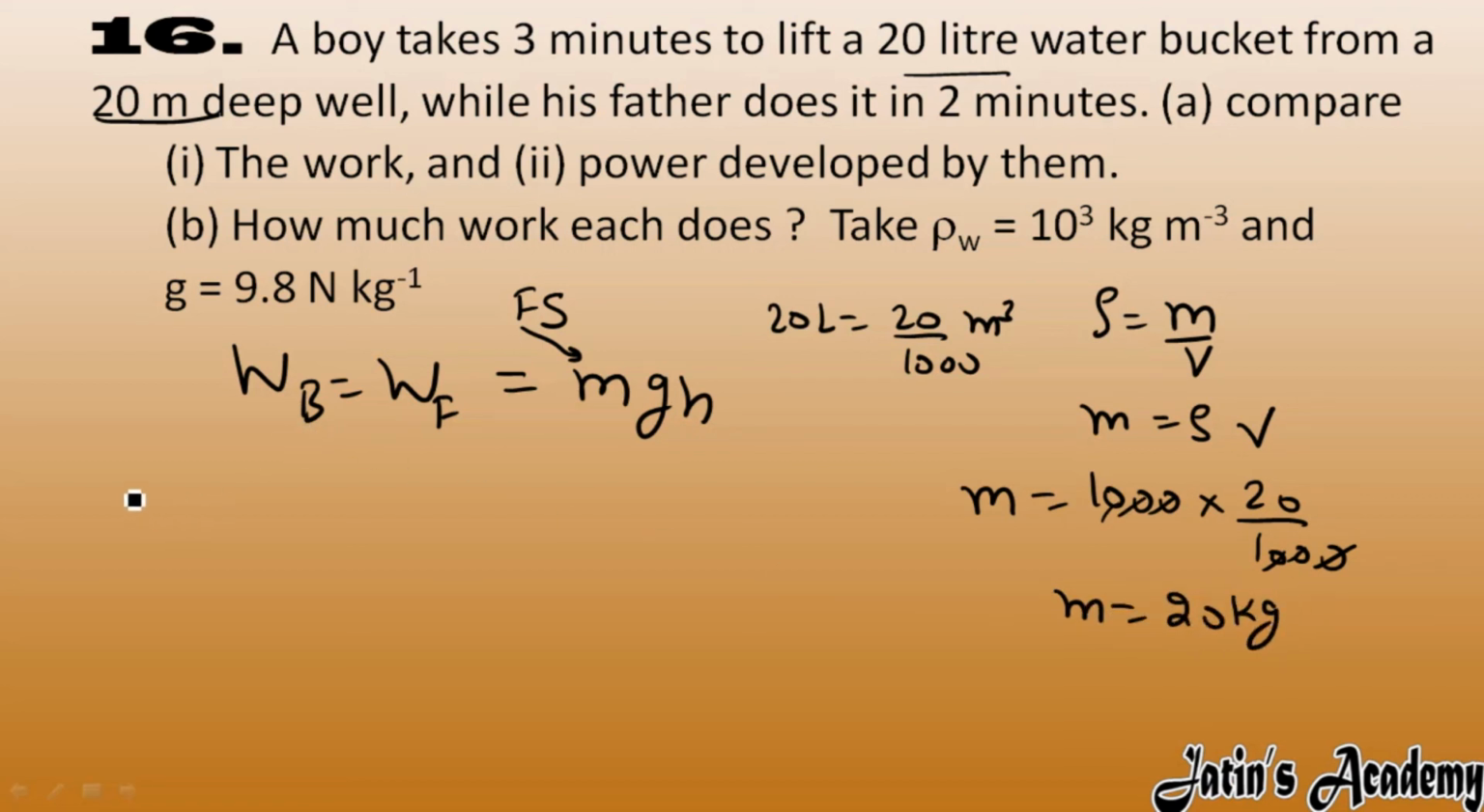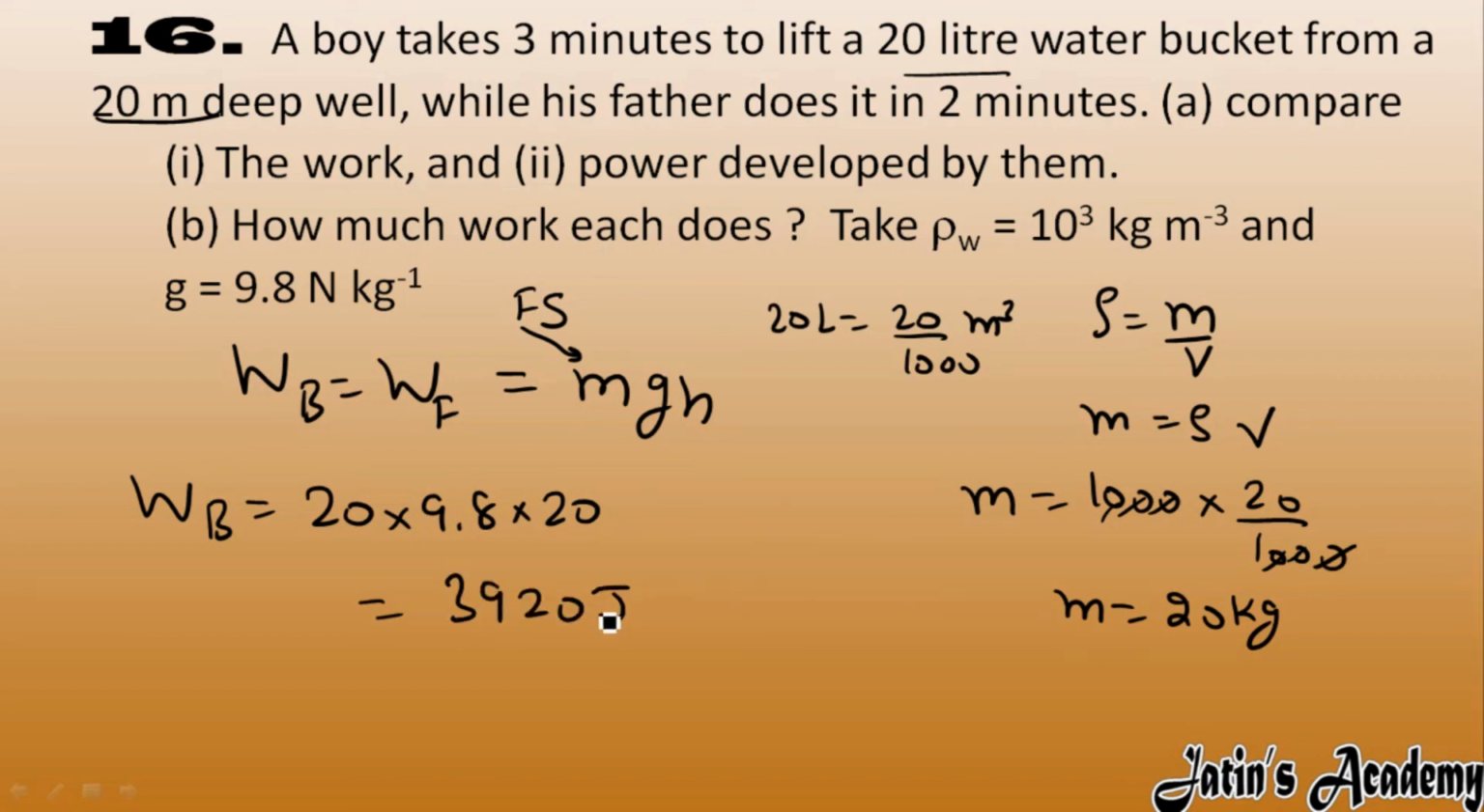Now put the values in work done. Mass we have 20 kg, g value is given as 9.8, and height we got as 20 meter. So here we got 3920 joule. So 3920 joule we got as work done.